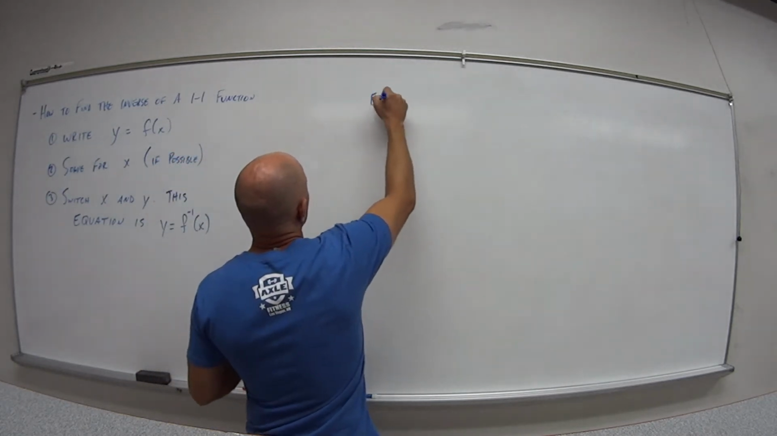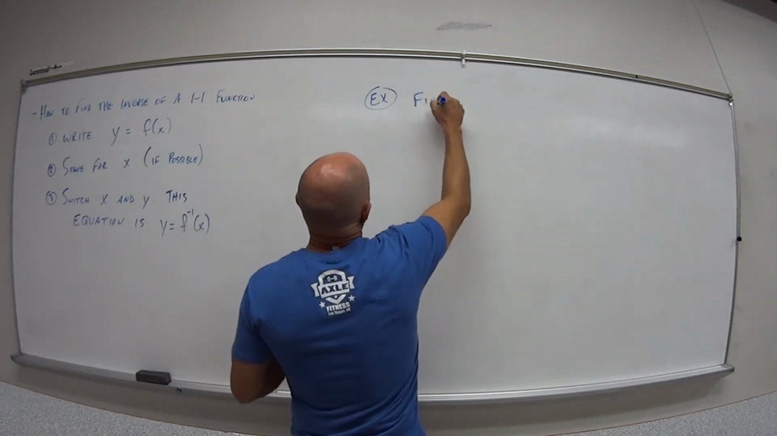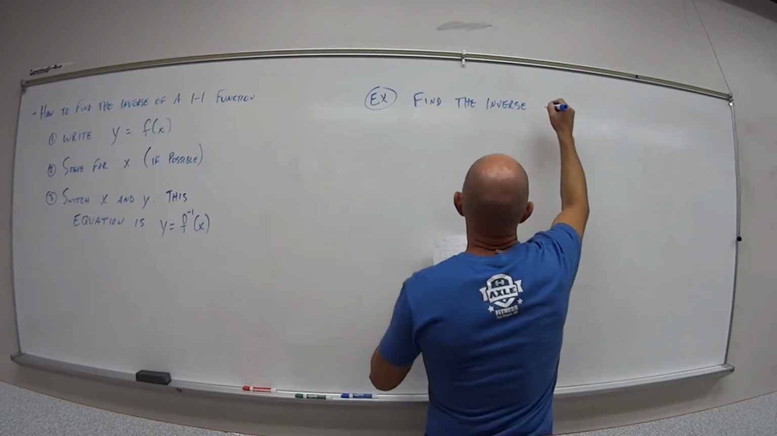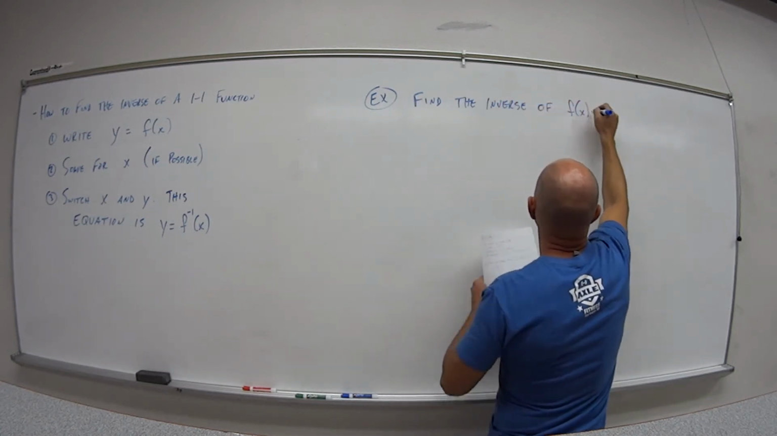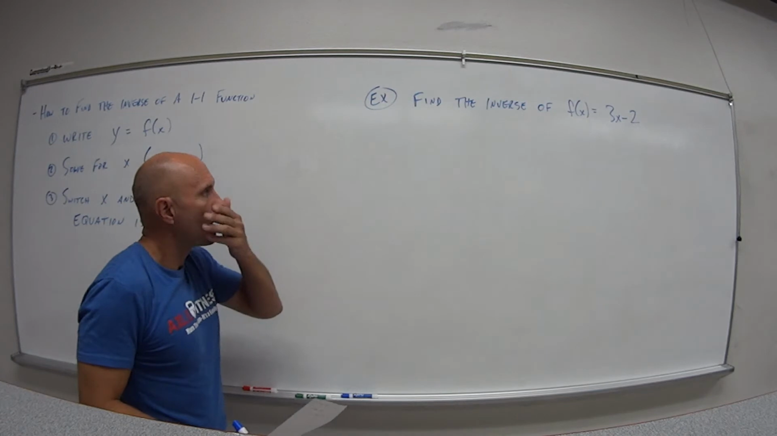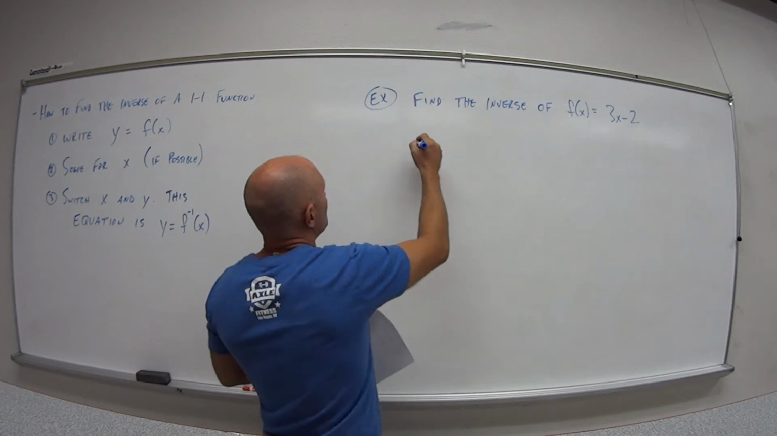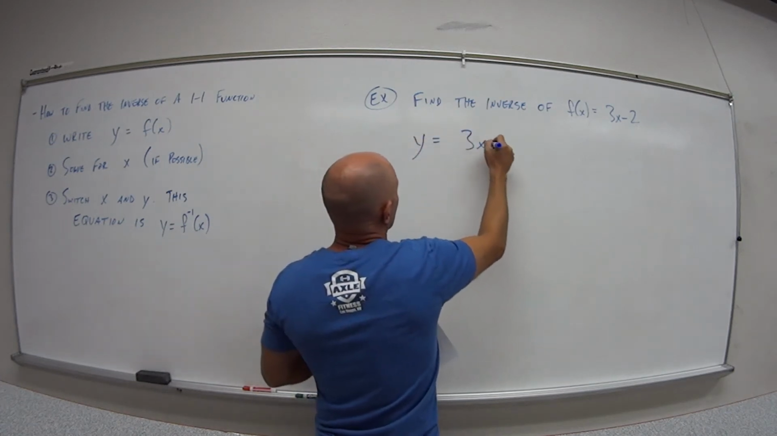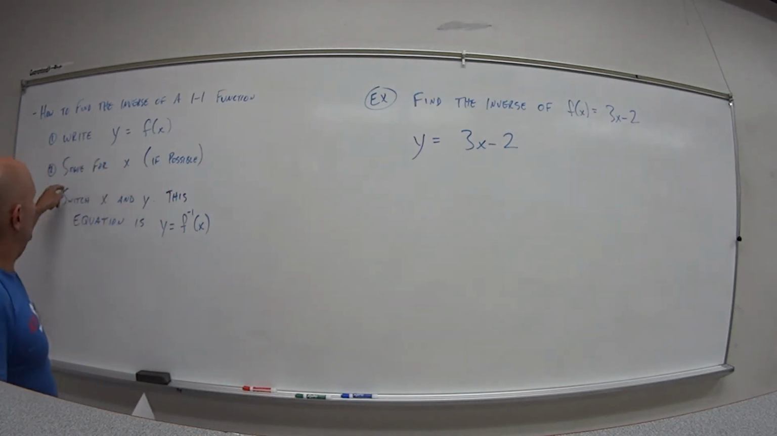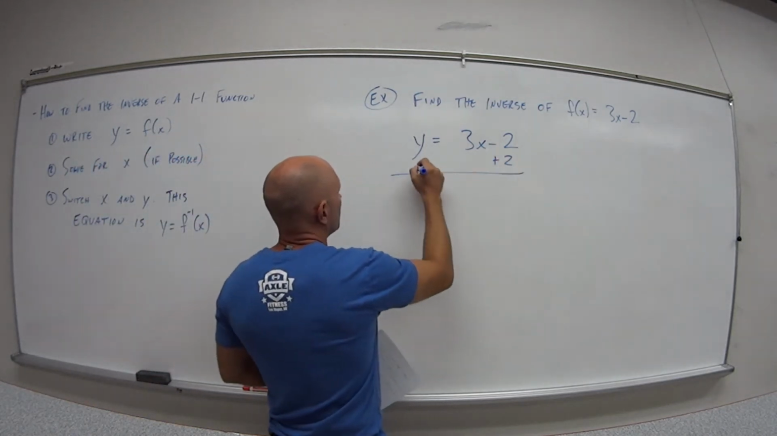So, let's look at a couple examples here. I want to find the inverse of f of x equals 3x minus 2. So, step 1, get rid of the f of x and change it to a y. So I have y equals 3x minus 2. Step 2, I'm going to solve for x. So I want to get x by itself. So what do I have to do? I have to add 2 to both sides.